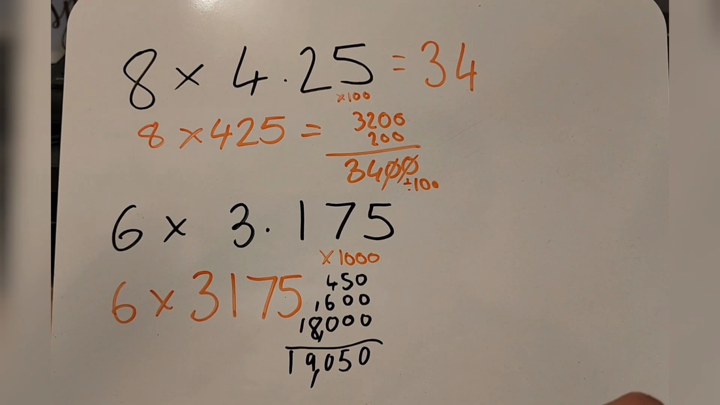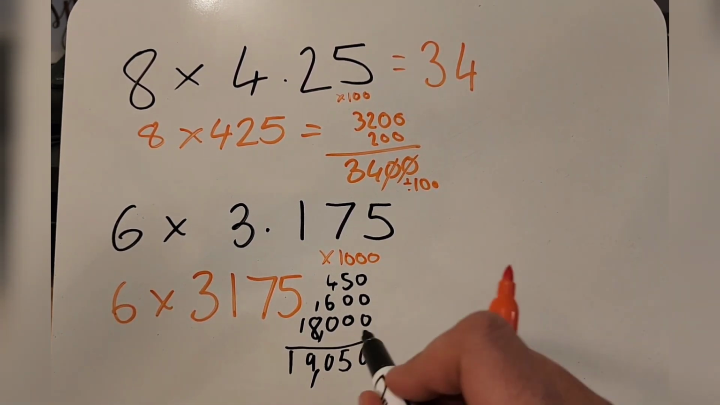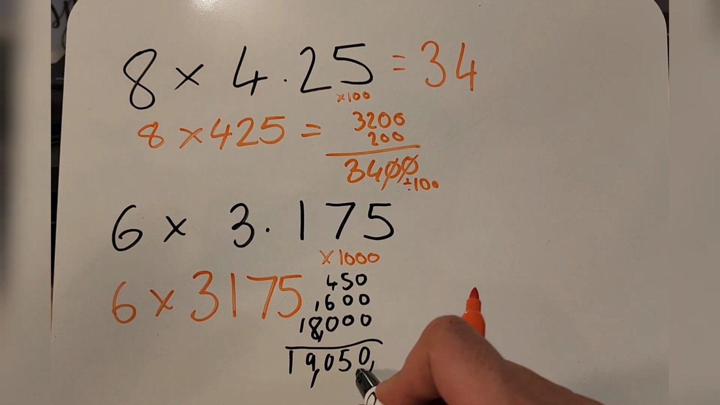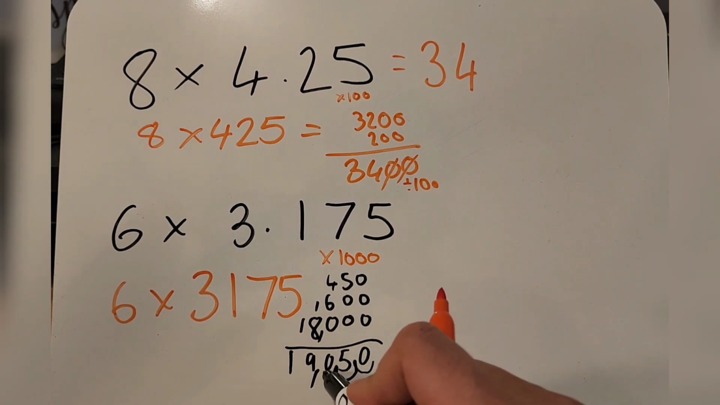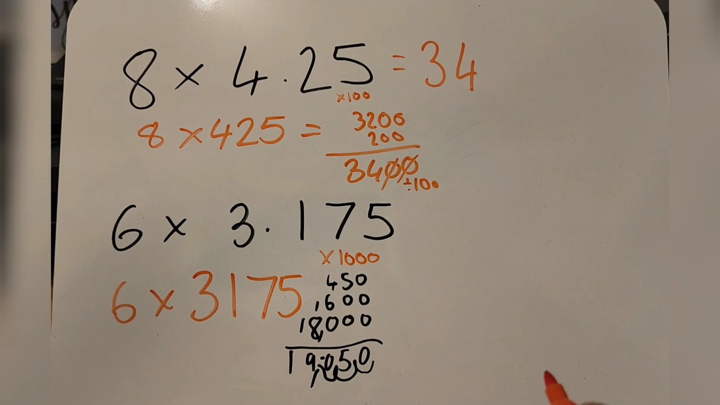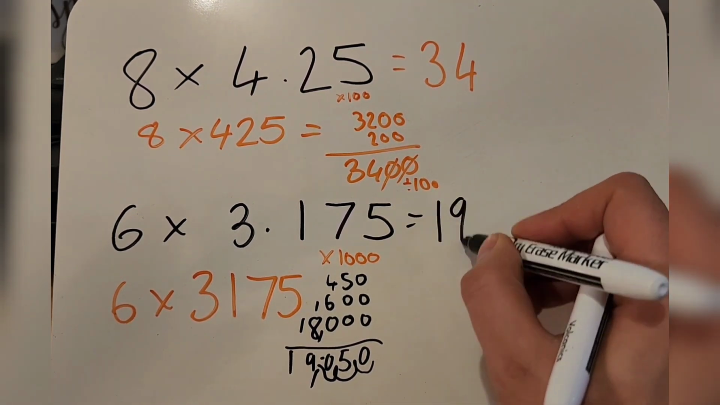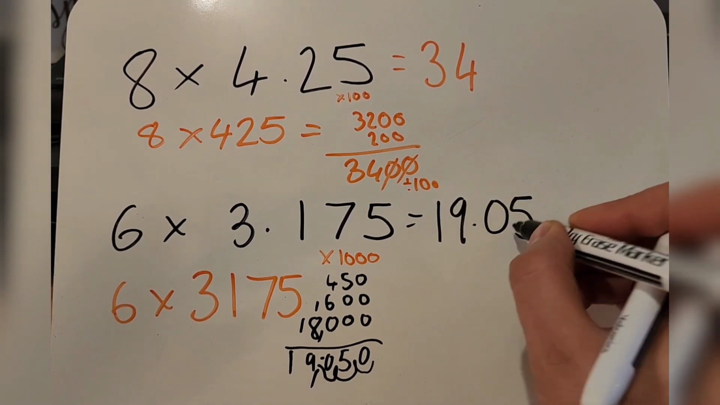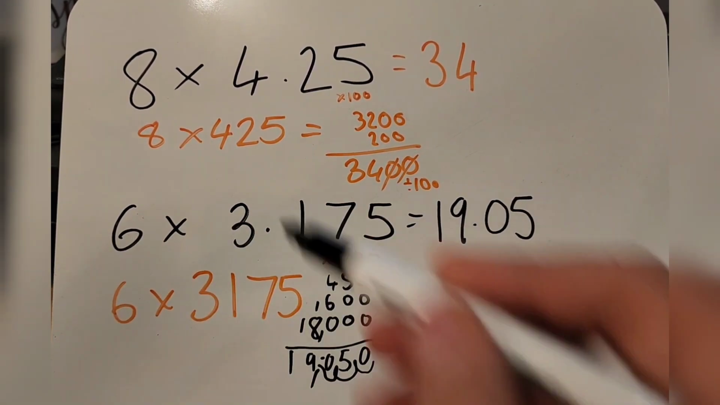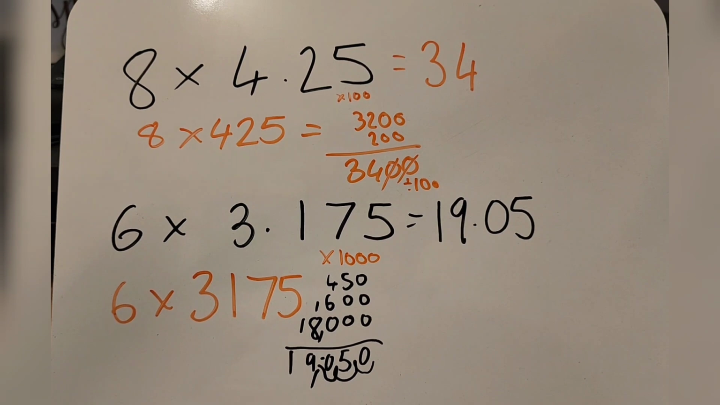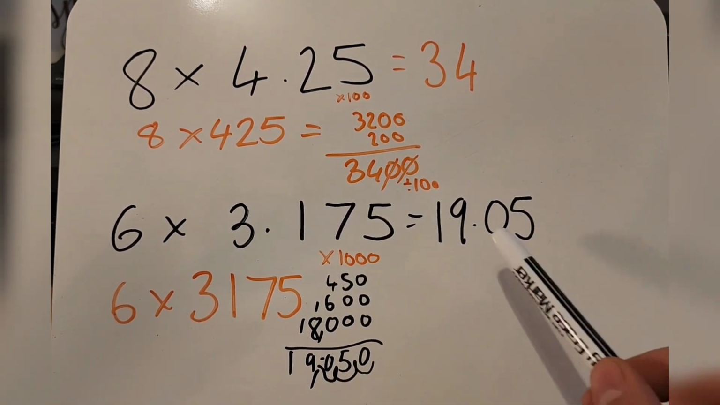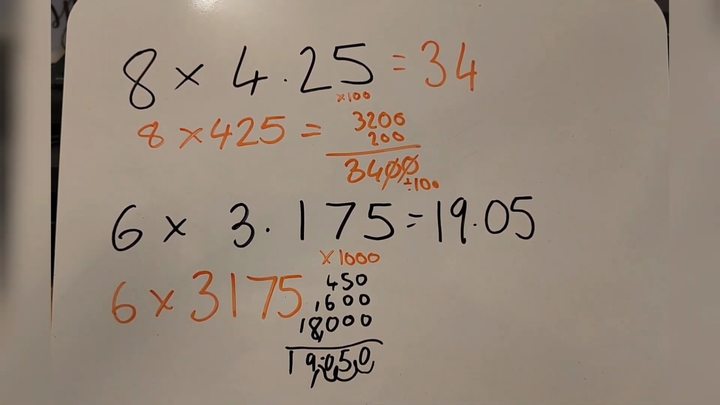19,050. We're going to need to divide this by 1,000. So we're going to need to move the decimal place from here. 1, 2, 3 spaces to the left, which is going to give me 19.05. 3 times 6 is 18. This is a bit bigger than 3. This is a bit bigger than 18. So it looks about right.